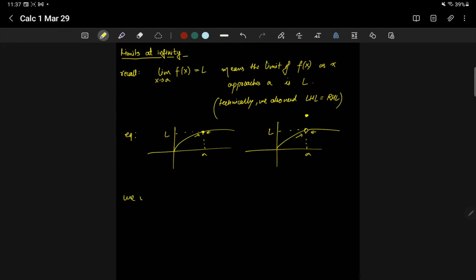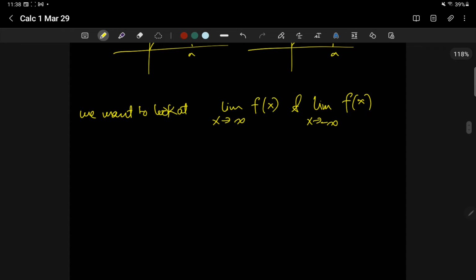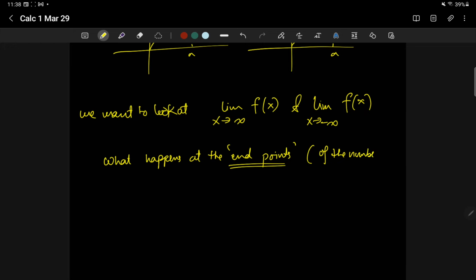it means we want to look at the limit as x goes to infinity of f of x, and the other kind of limit, which is x goes to negative infinity. So in a sense, what we are trying to do is ask the question, what happens at the endpoints of the number line? So we're trying to find what happens at the end of these functions, at the two ends of these functions.